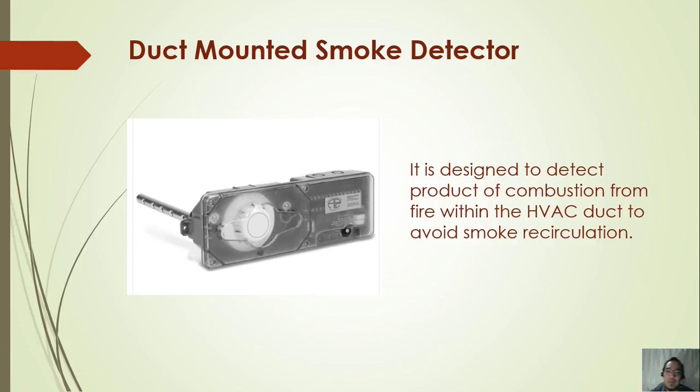The next one is the duct mounted smoke detector. It is designed to detect products of combustion, which is smoke. Same as a smoke detector, but this time the smoke detector is mounted in the HVAC duct. But compared to a smoke detector, this should be listed, no? Because we all know that when a detector is mounted in the HVAC duct, there will be an expected higher air velocity. So if it's just a normal smoke detector, it may not function like what a detector should.